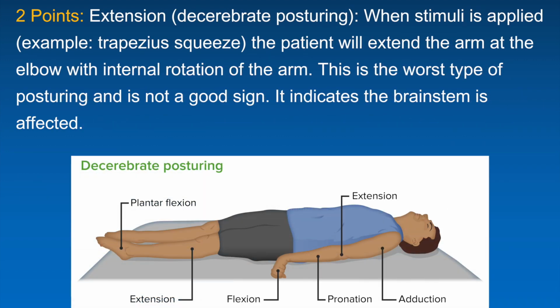2 points: the patient will have extension, that is decerebrate posturing. When a stimulus is applied, for example, trapezius squeeze, the patient will extend the arm at the elbow with internal rotation of the arm. This is the worst type of posturing and is not a good sign. It indicates the brainstem is affected.